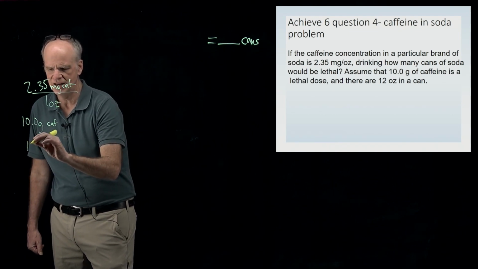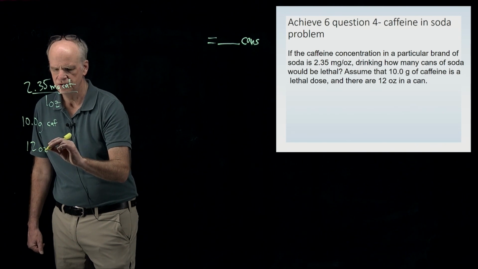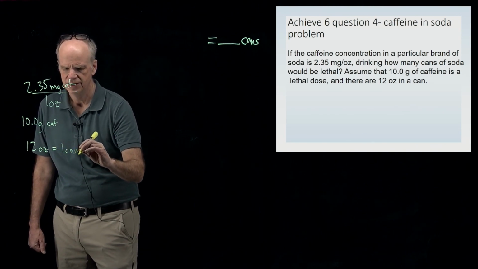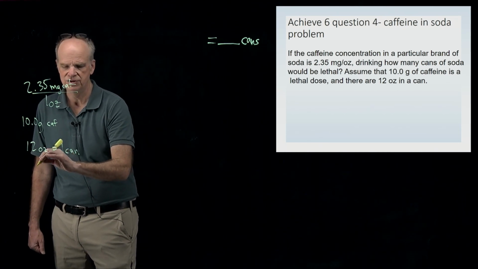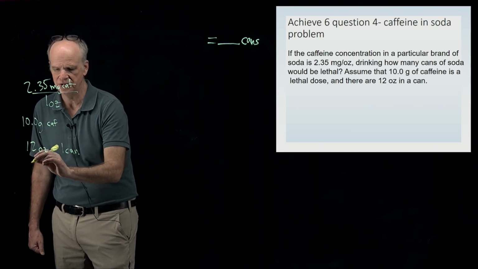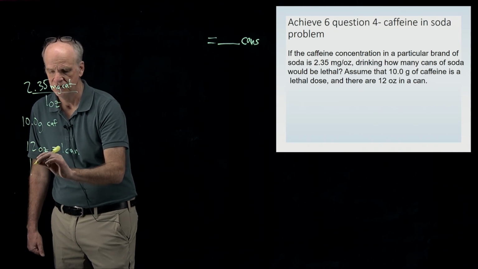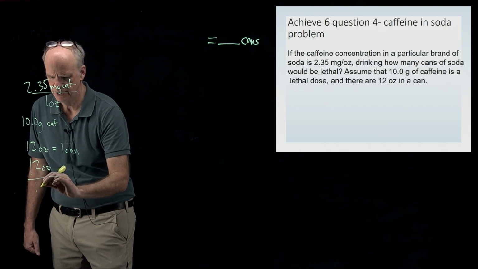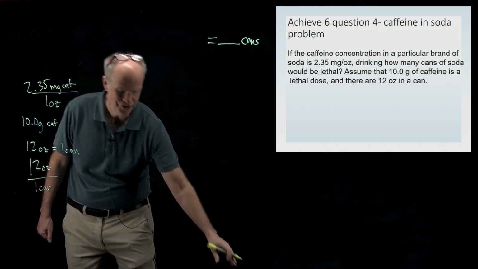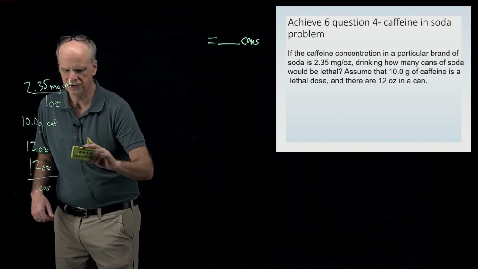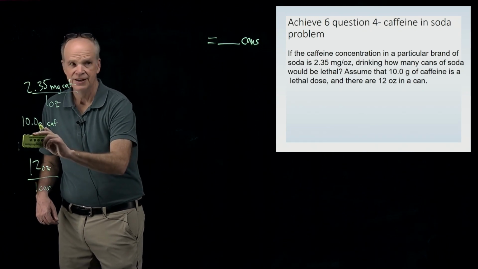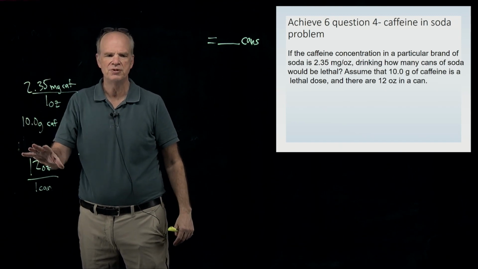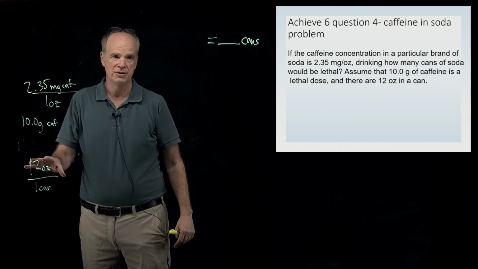If we have 12 ounces in a can, you could write it like this: 12 ounces is equal to 1 can. But I'm hoping you know by now, you can convert this equality to fractions, and so I'm just going to write one of the fractions there. I'm going to write 12 ounces over 1 can. Okay, so those pieces of information will be helpful to solve the problem. We know where we need to end, and so you might ask, which of these pieces of information do we want to begin with?